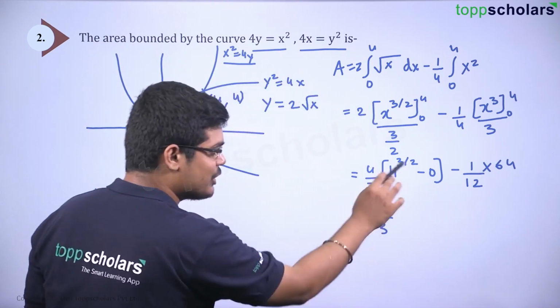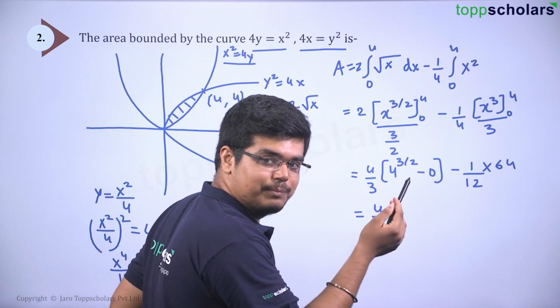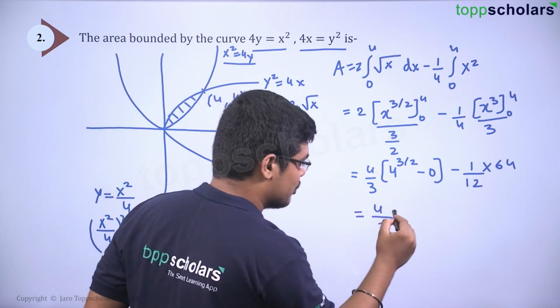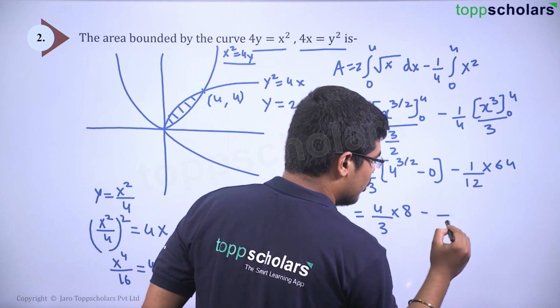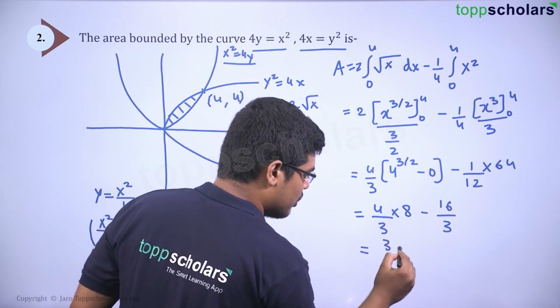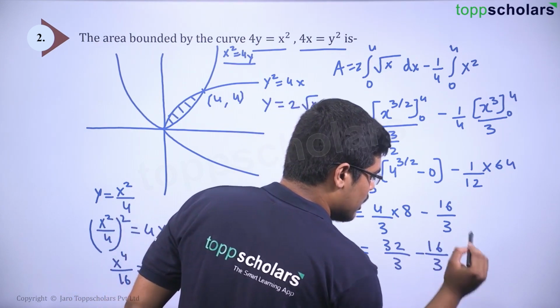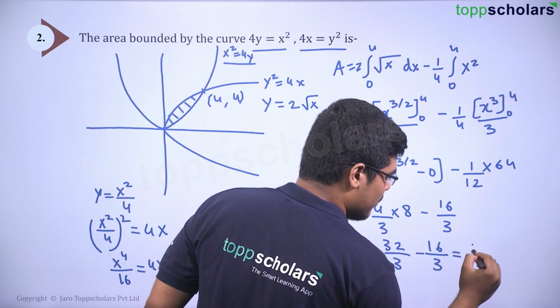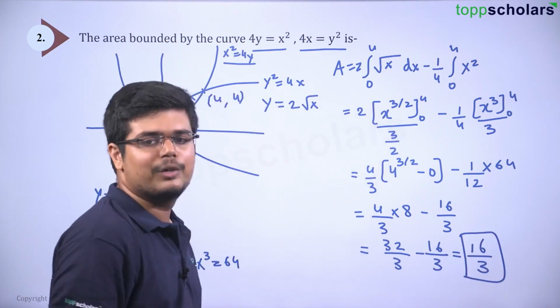For the students, 4 raised to 3 by 2 is what you have to calculate. Students, 4 is 2 square. So that 2 in the power will get cut. So this becomes 2 cube, which is 8. Minus over here you can cut the 4. So you will get 16 upon 3. So we have 32 upon 3 minus 16 upon 3. We can subtract the numerators and 32 minus 16 will become 16. So the final answer is 16 upon 3 square units.